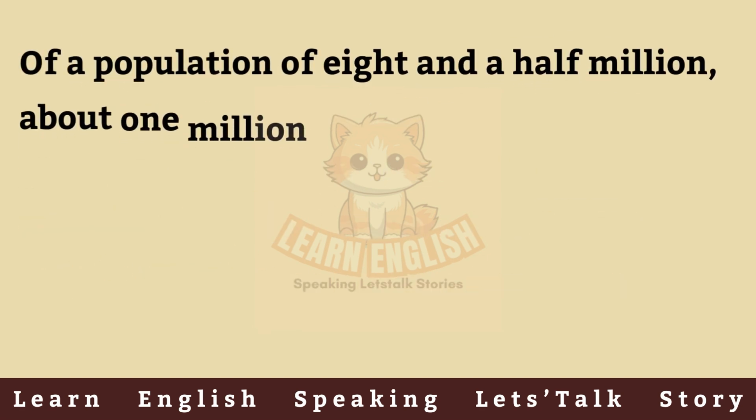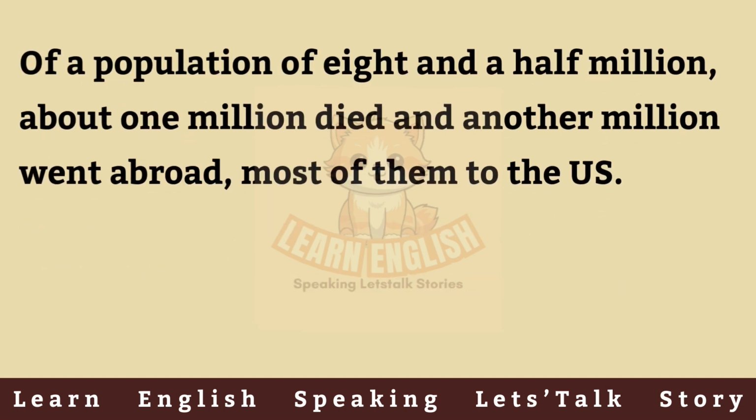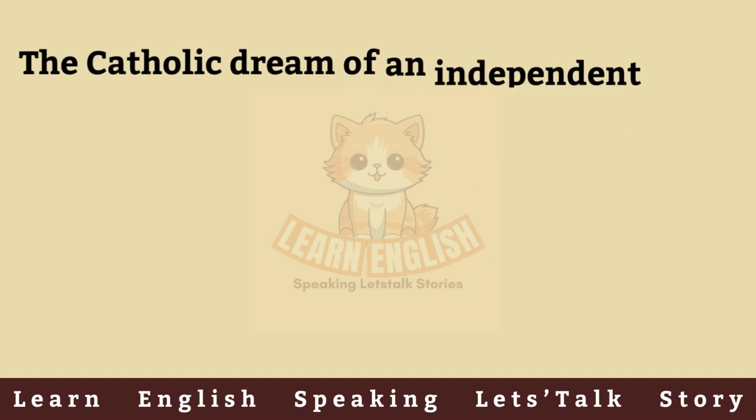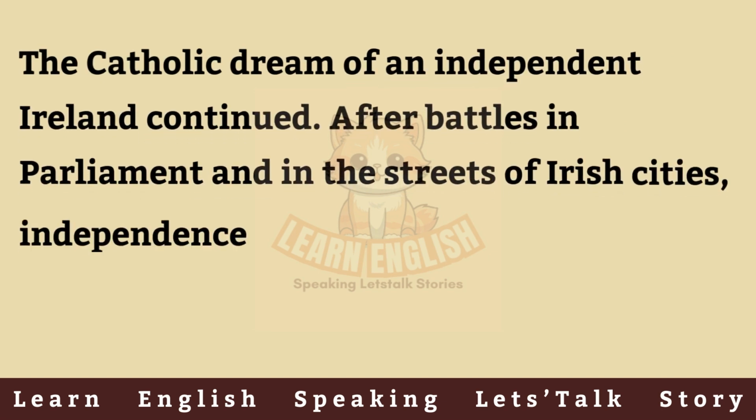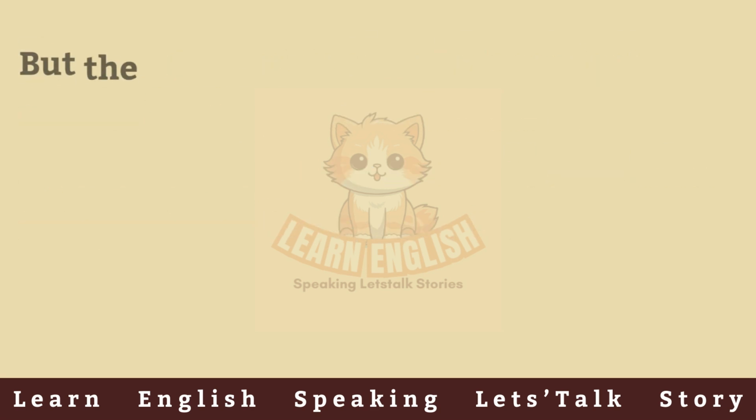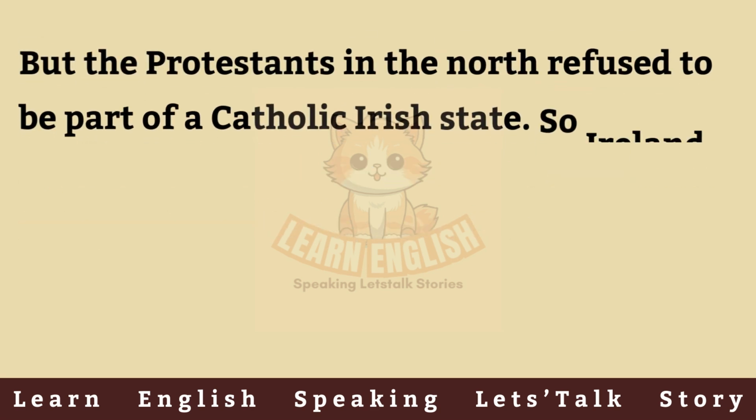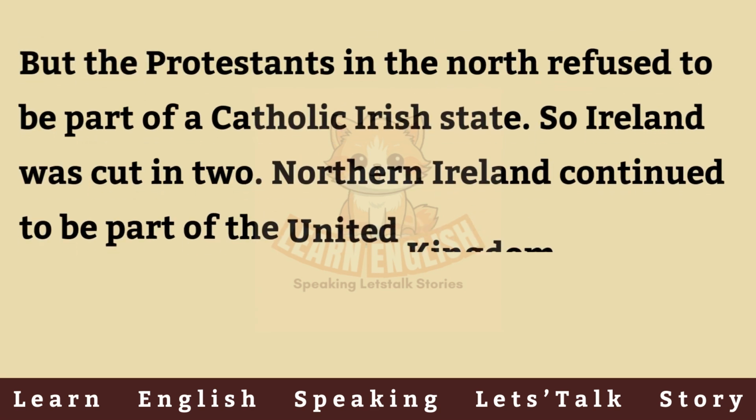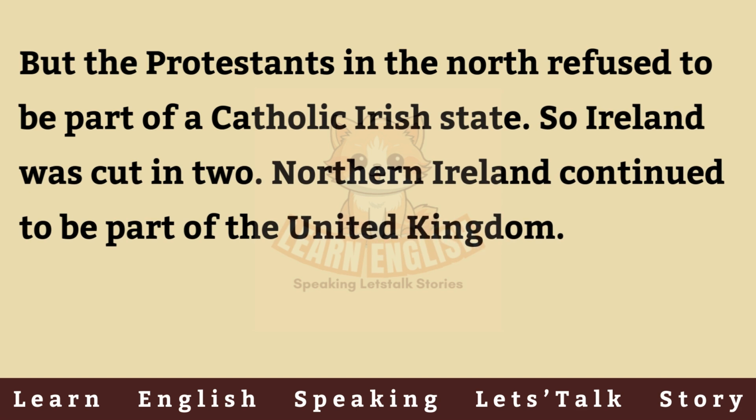Of a population of 8.5 million, about 1 million died, and another million went abroad, most of them to the US. The Catholic dream of an independent Ireland continued. After battles in Parliament and in the streets of Irish cities, independence finally came in 1922. But the Protestants in the north refused to be part of a Catholic Irish state. So Ireland was cut in two. Northern Ireland continued to be part of the United Kingdom.